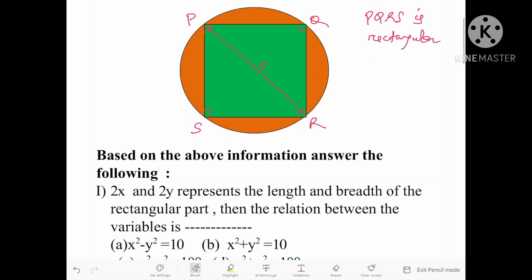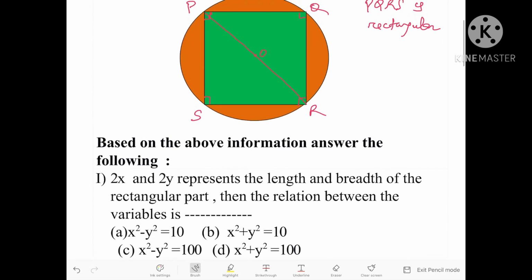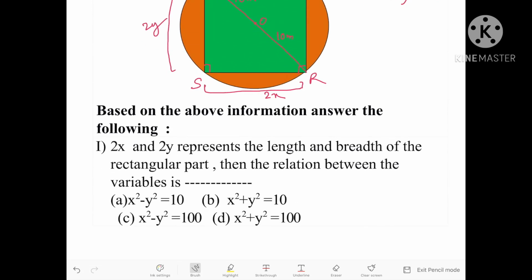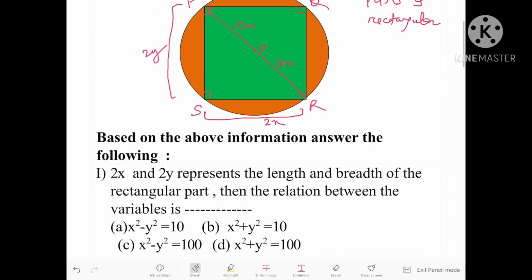Now the question is like this: based on the above information, answer the following. 2x and 2y represents the length and breadth of the rectangular part. 2x is the length and 2y is the breadth. So suppose this is our 2x and this is our 2y. It is given that the radius of the circular part is 10 meter. Since 2x and 2y represents the length and breadth of the rectangular part, find the relation between the variables.